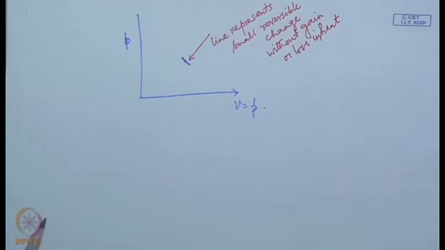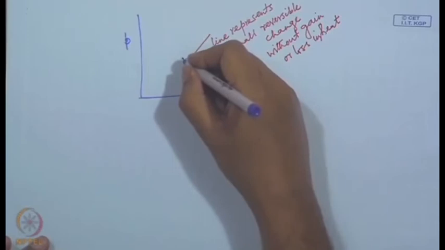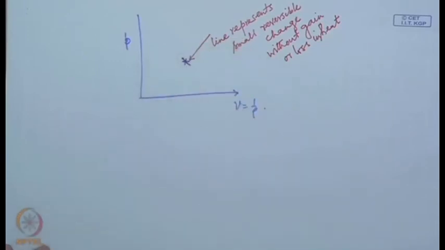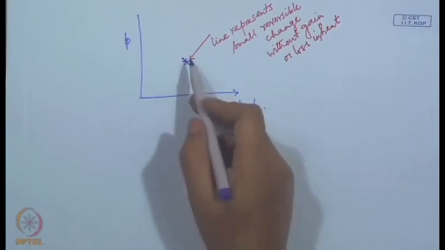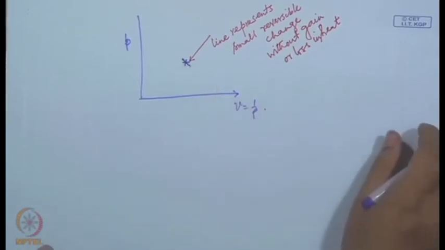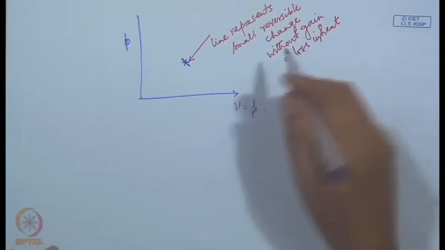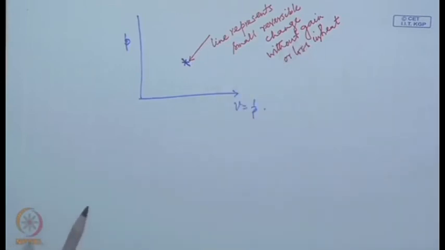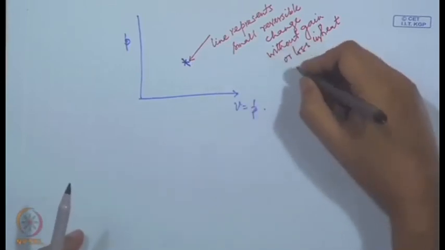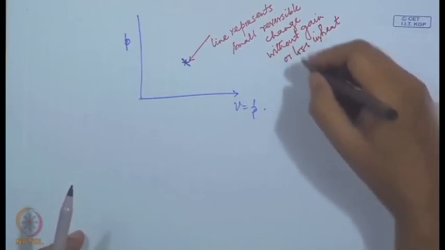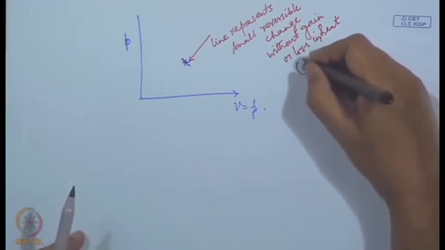Let us say this is what is defined from this point. Now, of course, it is possible to define such a line from each point and get a family of these lines. So, a line drawn from each point will give us a family of such lines, and these lines are of course called adiabats.